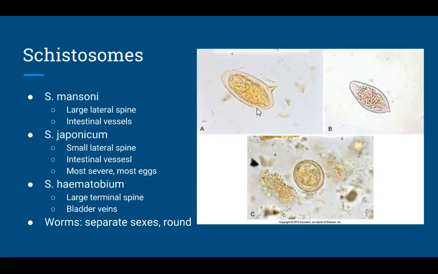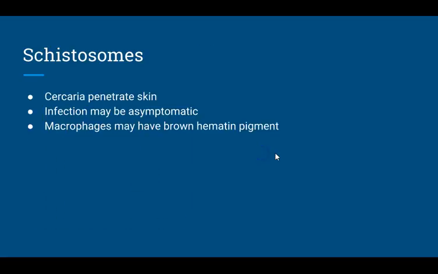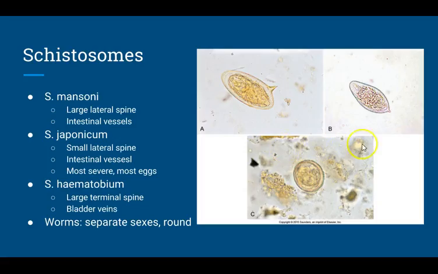Japonicum has a small lateral spine, and this is it, and you can hardly see its spine in a lot of pictures. This one invades the vessels of the intestinal tract, and it's the most severe, and patients have the most eggs. Haematobium has a terminal spine, and this is the one that infects the vessels of the bladder. The worms have separate sexes, and they're rounded in appearance.